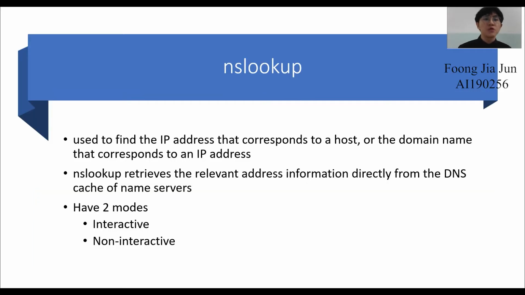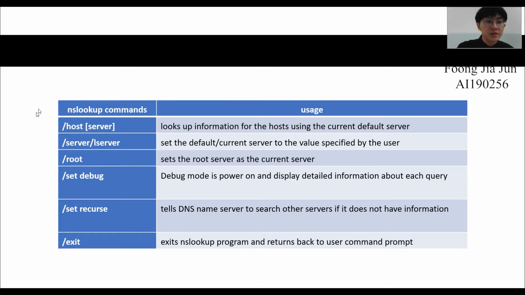NSLookup is used to find the IP address that corresponds to a host, or the domain name that corresponds to an IP address. NSLookup retrieves the relevant address information directly from the DNS cache of a name server. NSLookup has two modes: an interactive mode and a non-interactive mode. The interactive mode is used to query different DNS servers and complete more complex search processes. The non-interactive mode suits simple queries, where a single domain entry needs to be looked up. And these are several examples of nslookup commands and their usage.